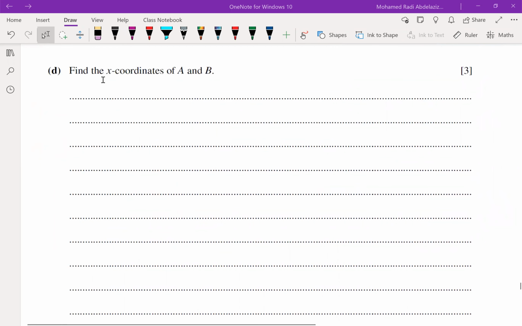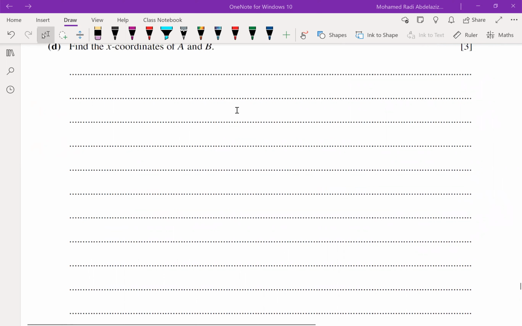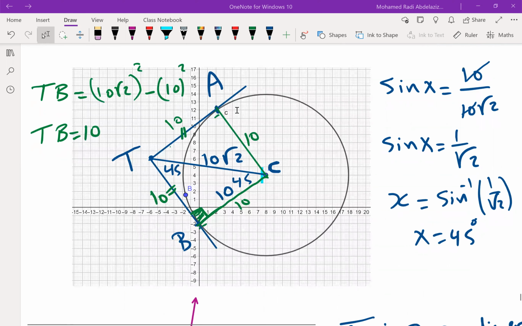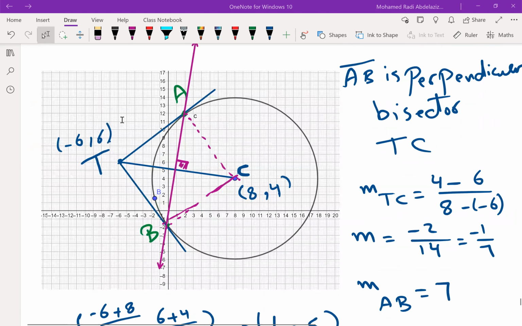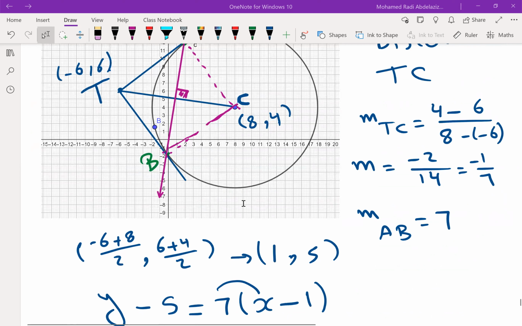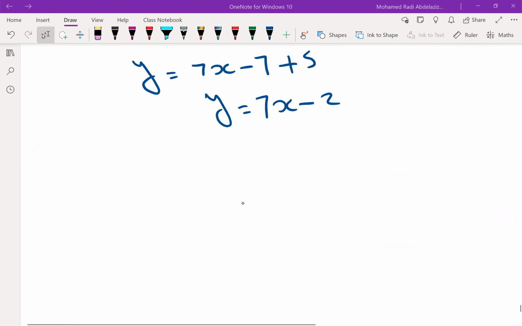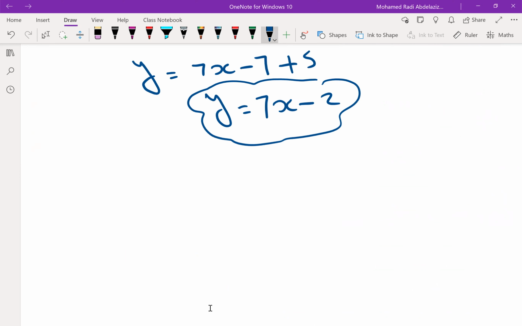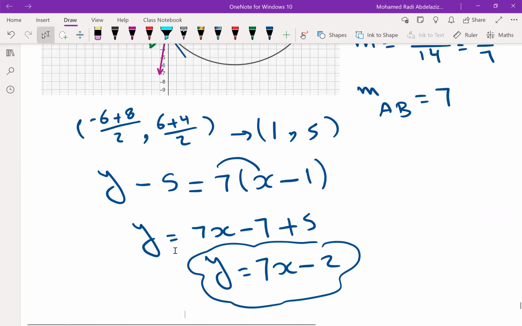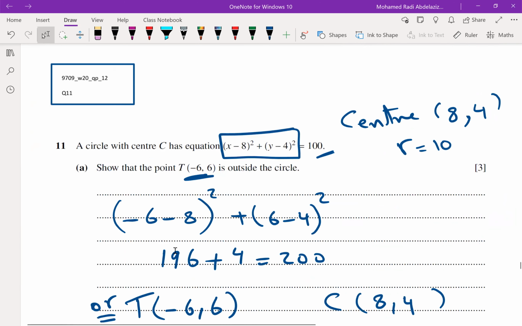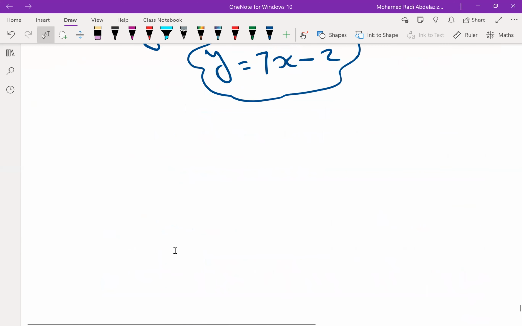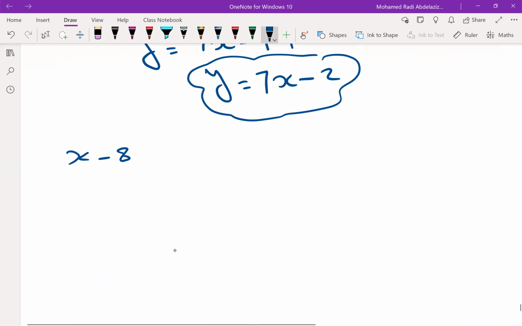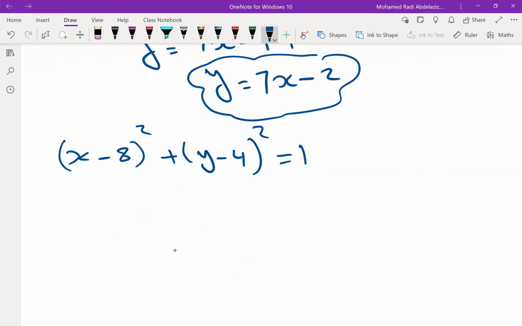Part D, find the x coordinates of A and B. The coordinates of A and B are the intersection of the line with the curve, so you can solve simultaneous equations between the equation of the line and the equation of the circle. The equation of the circle is given: (x minus 8) all squared plus (y minus 4) all squared is equal to 100. You can use the substitution method, remove y and write the expression in terms of x.